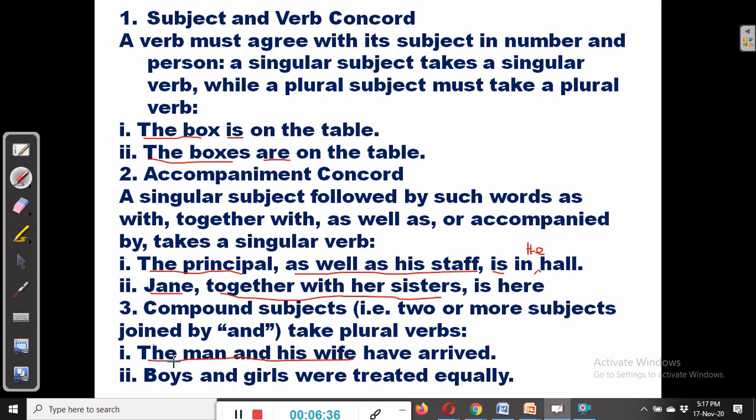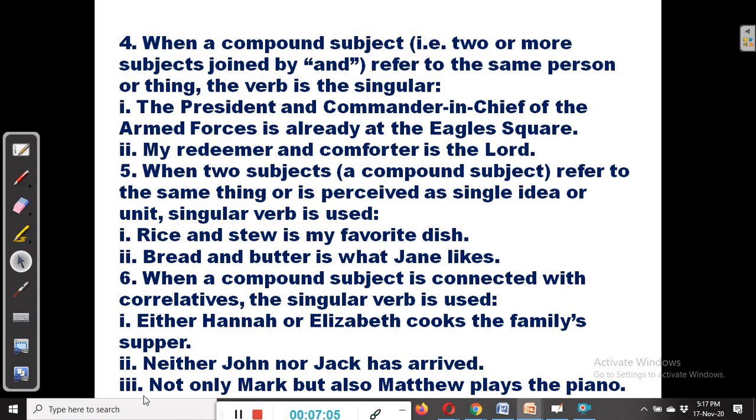So the first rule applies here, because as a compound subject, the whole thing becomes a plural subject. If you have to represent this with a pronoun, you will say they have arrived. Who are the they? The man and his wife. So it's a plural subject. Then the second one, boys and girls were treated equally. So boys and girls form a plural subject, and that gives us a plural verb as well. Okay, so let's go ahead to the next rules of Concord, and that is number 4.